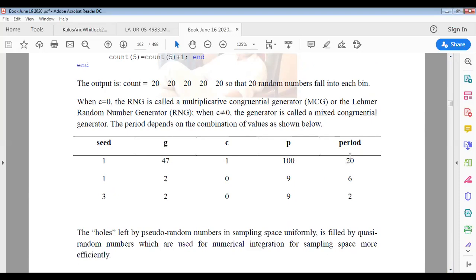So the first number should be the same as the 21st number. The first number should be the same as the 7th number. The first number should be the 3rd and 5th and 7th, etc.